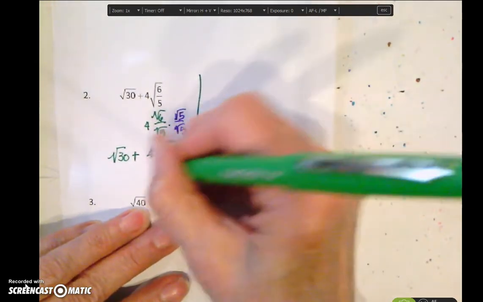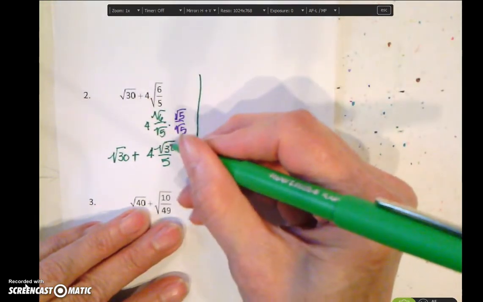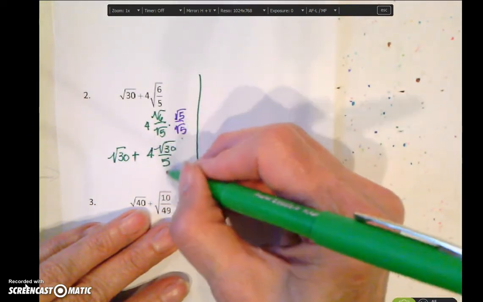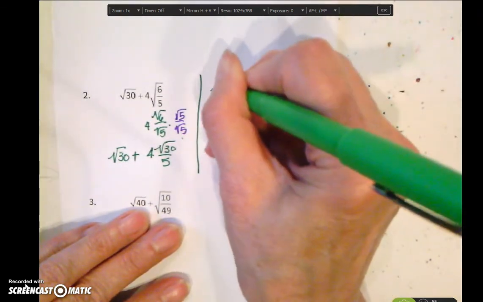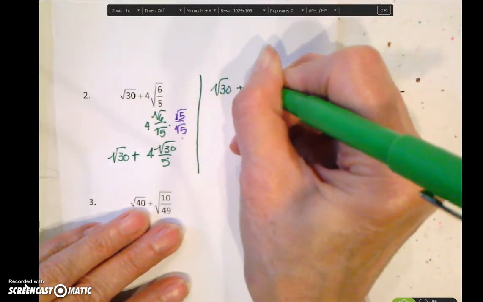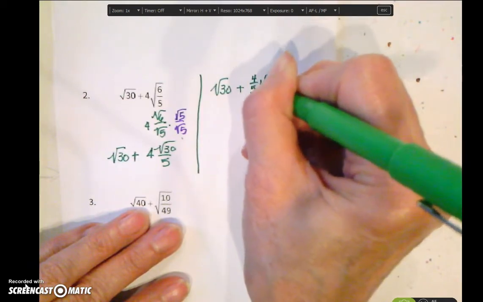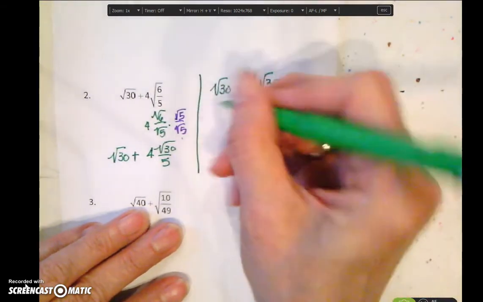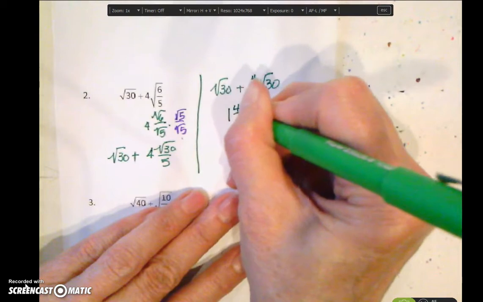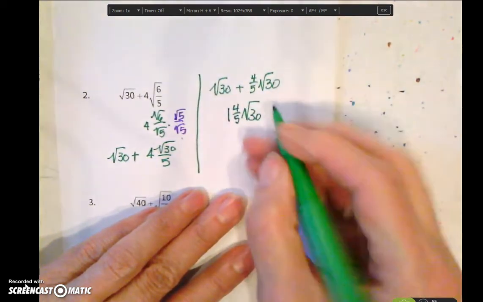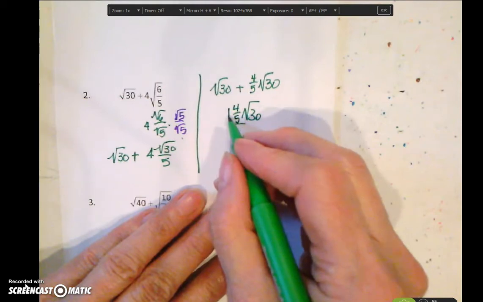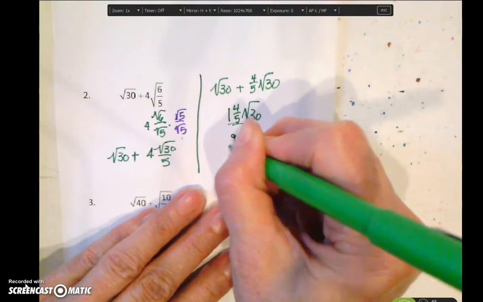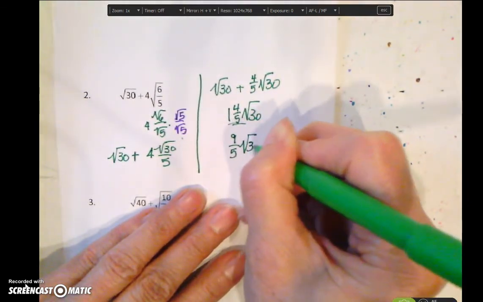I'm going to draw a line here and come over here to the top. I've got 4 radical 30, so 4 is a numerator over 5, so this is going to be radical 30. I'm going to write this as 4/5 radical 30, so 4 over 5, so 4/5 radical 30. When I add it, I get 1 and 4/5 radical 30, but we never leave a mixed number in this situation, so I'm going to change it to improper, so that's 1 times 5 is 5, plus 4 is 9/5 radical 30.